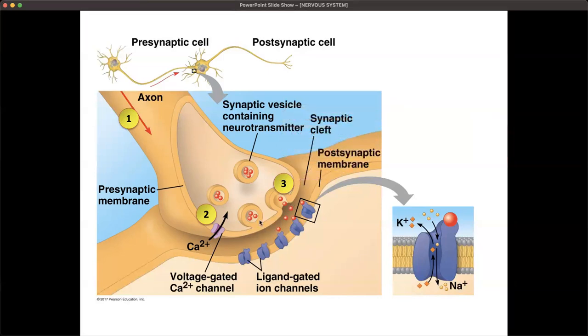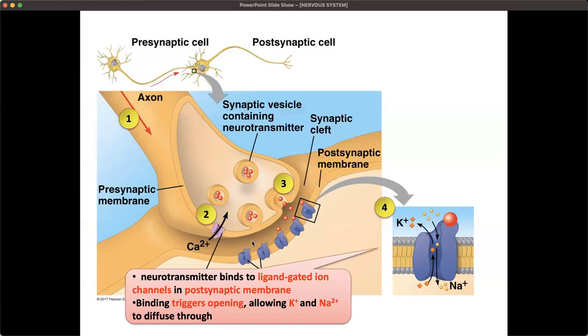Okay. So once it is released into the synaptic cleft over here, it is going to bind to the ligand-gated ion channel. There are a lot of ligand-gated channels over here in the postsynaptic membrane. This is the ligand. What does ligand-gated mean? Meaning it is going to allow ions to flow in and out when a ligand binds to it. Only when a ligand comes and binds to it will it open. So the binding triggers the opening, allowing potassium and sodium to diffuse through. The same thing: 2 sodium flows out, 3 sodium flows in.